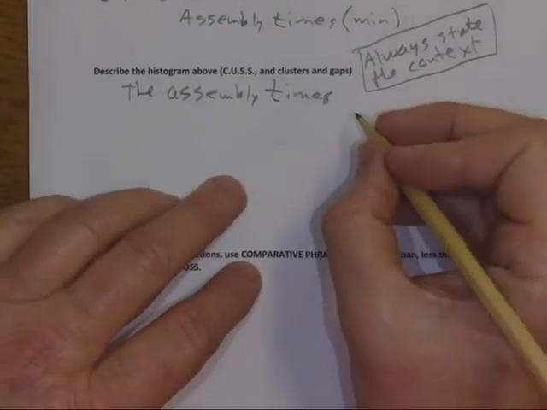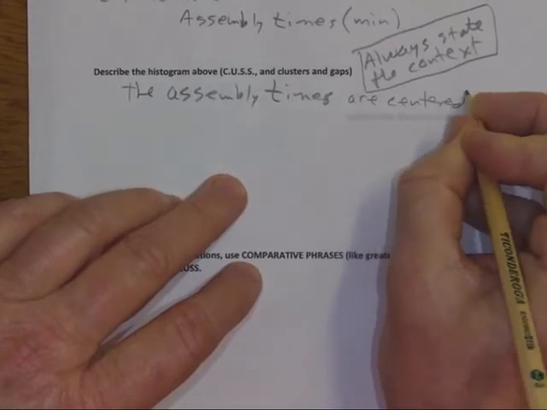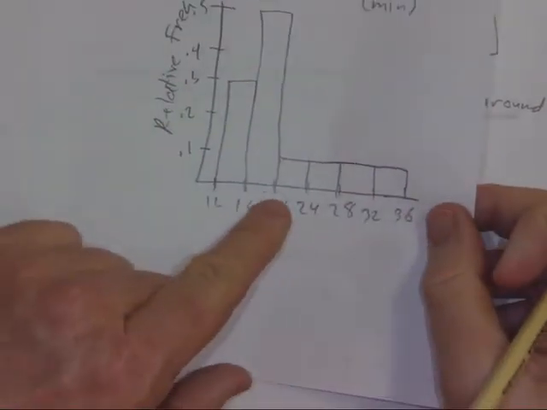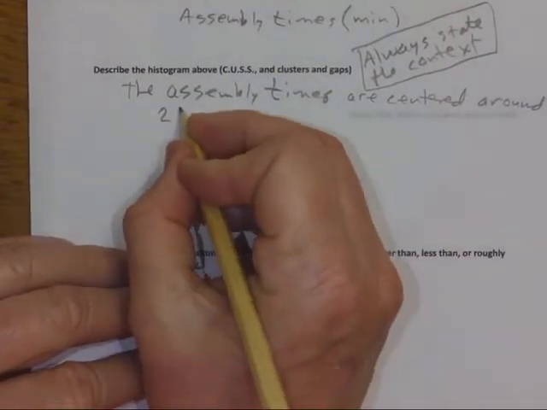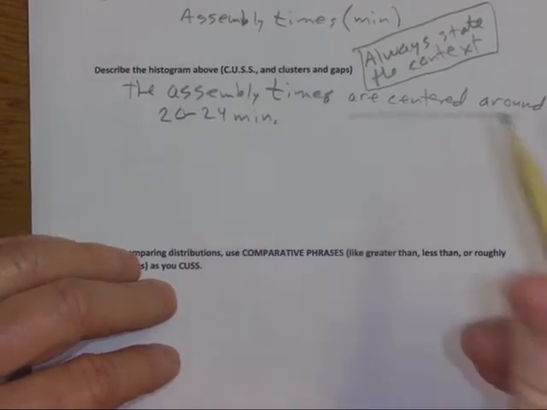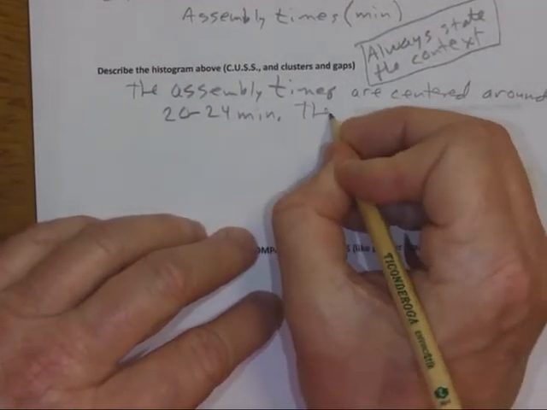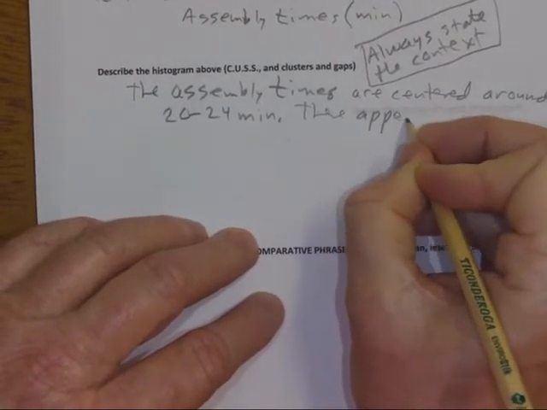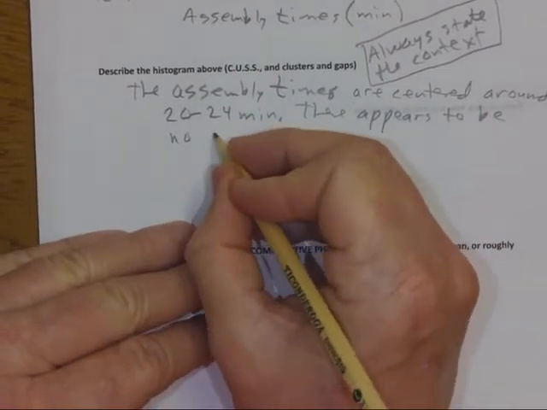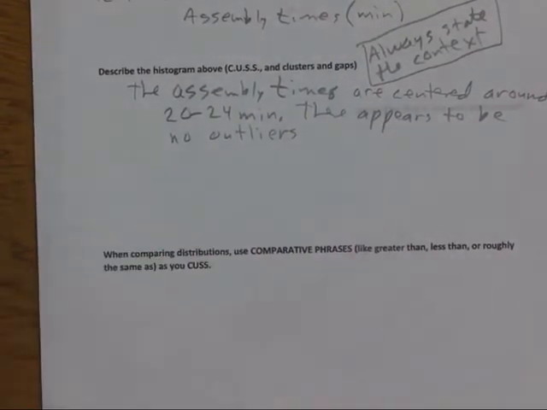So the assembly times are centered around, and I'm going to say like 20 to 24 minutes. Okay, so there you go. That would take care of the C. For the U, for the unusual values, there appears to be no outliers or unusual values. We call them outliers.